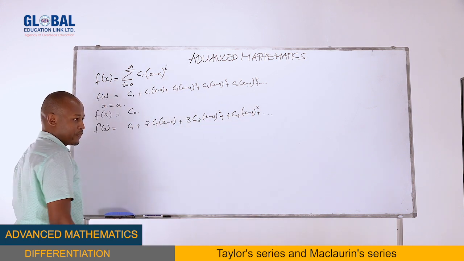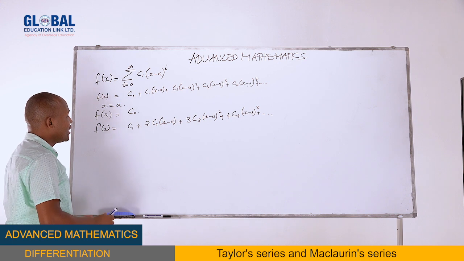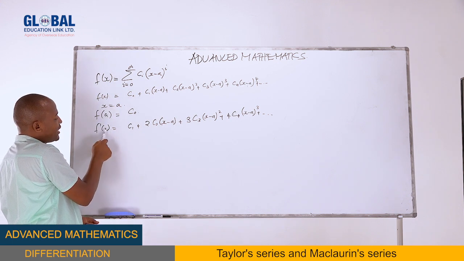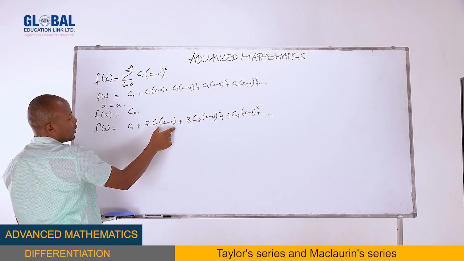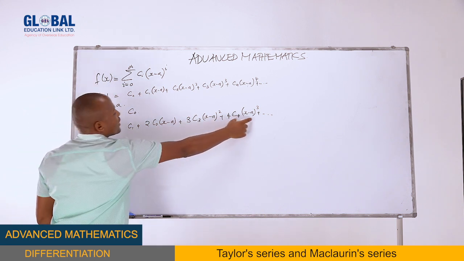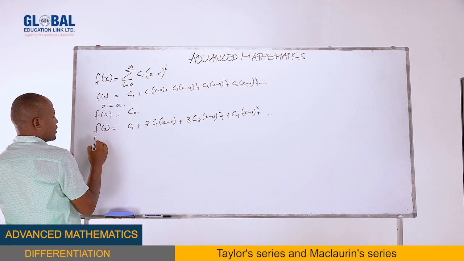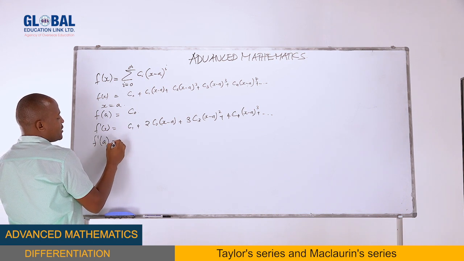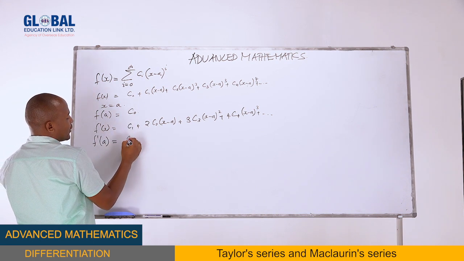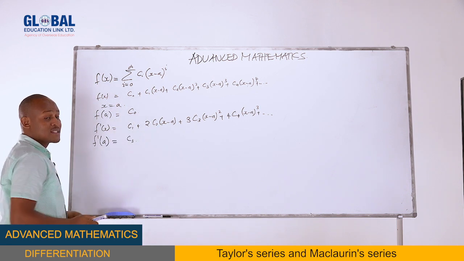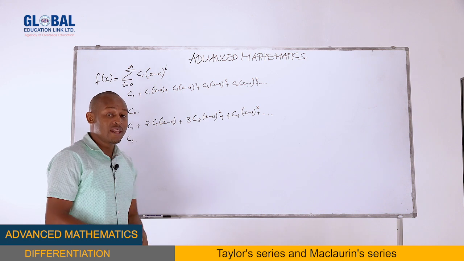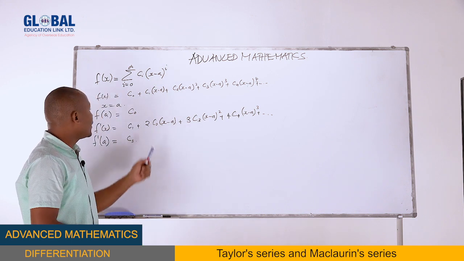Now what will happen if we put the value of x there equal to a? That is to say this one will go, and that one will go also, and that one will go also. So f dash of a is equal to c sub 1. So we have obtained the value of c sub naught, and now we have obtained the value of c sub 1. Now let's check the other values.